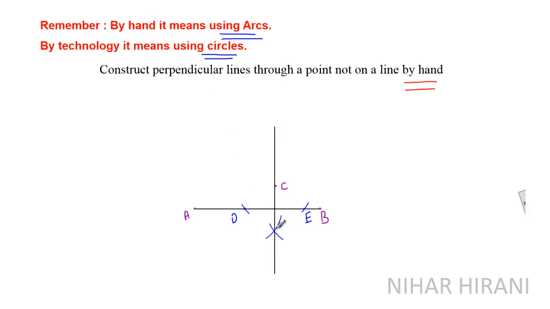Let me name it F over here, and this is perpendicular to line AB, isn't it? So this is how you can make it.